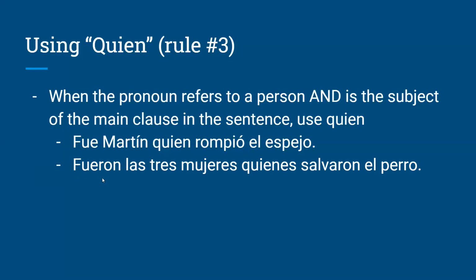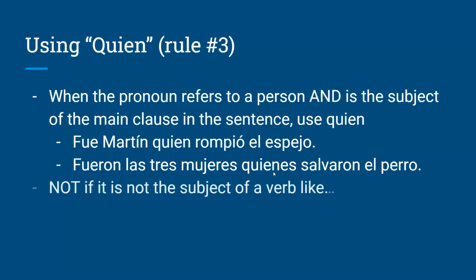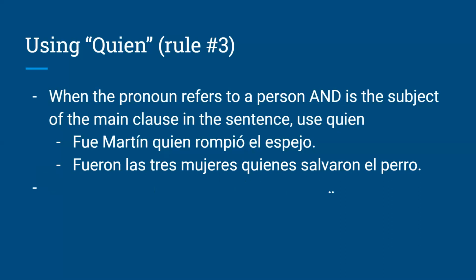So it starts with ser. Are we talking about human beings? The 3 women. Yes, we're talking about human beings. Therefore, we chose quienes as our relative pronoun. Okay, so a little shortcut for you there.